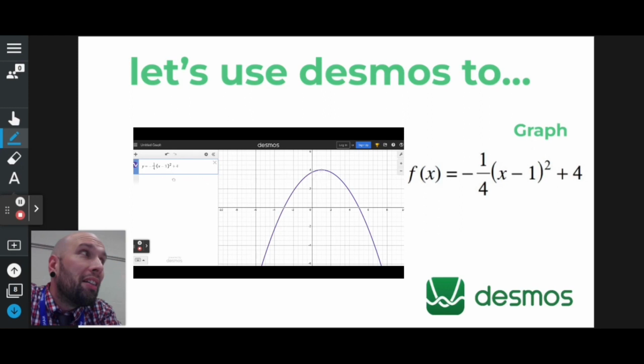This is opening downward, and the reason why is this whole thing starts out with negative 1/4 attached to my parentheses. That's what makes it open downward. It's wider because 1/4 spreads it out. But yeah, there it is. We can go throughout this whole thing and get some pretty important points if we want to graph this. So yeah, there's your equation in vertex form, baby.